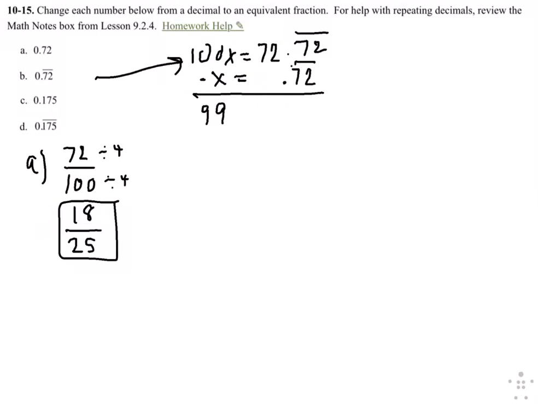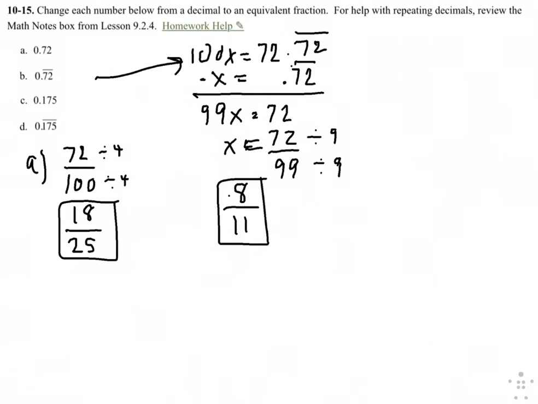And we subtract, right? So we get 99x equals 72. x equals 72/99, right? Equals, that's an equal sign. And then, of course, we reduce, right? That 9 goes into both of these. 9, 9. So we get 8/11ths, right? For B. This is B. 8/11ths.